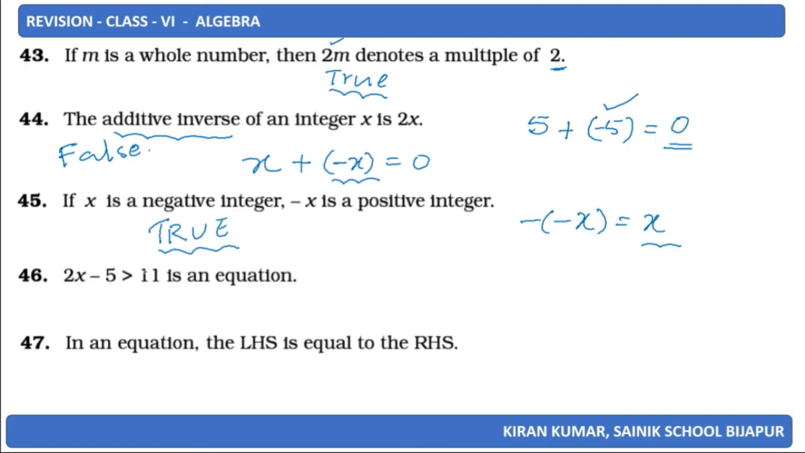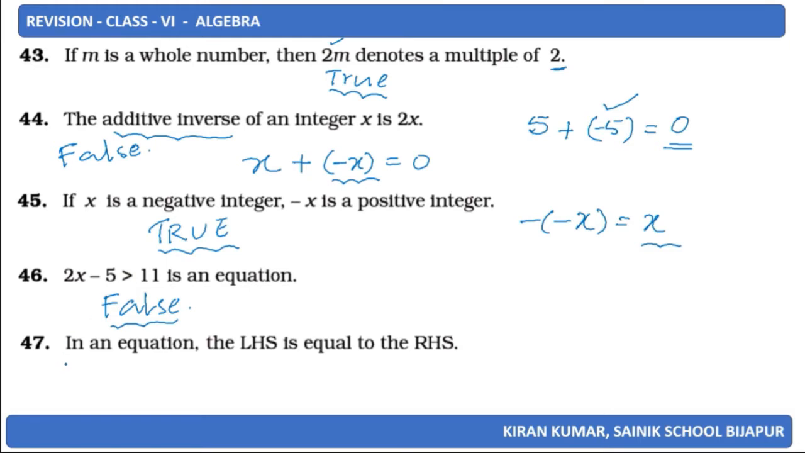Question 46. 2x minus 5 greater than 11 is an equation. This particular statement is a false statement. As we have learned, in an equation there will be a sign of equality. Here there is no sign of equality, there is a greater than sign, hence the statement is false.